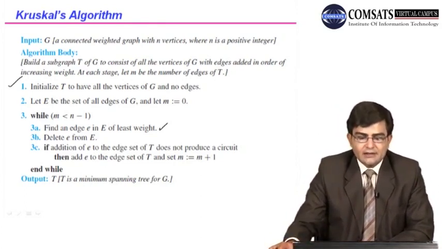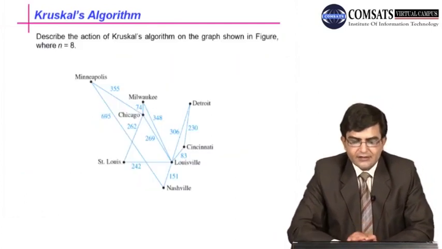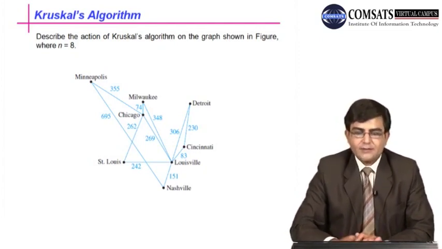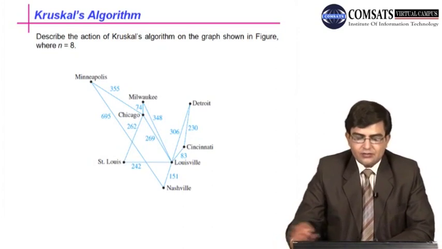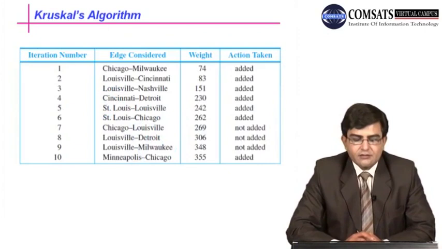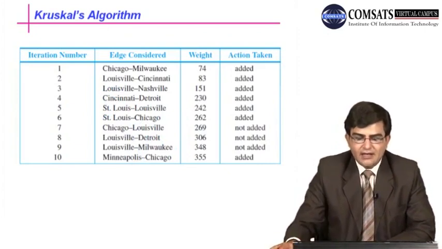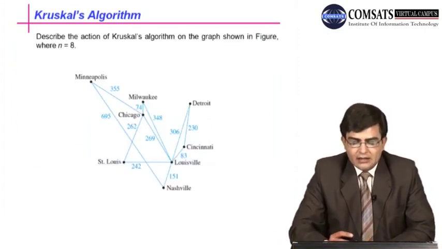Now let's apply this algorithm on the same graph which is given here, which is basically the same graph we used in the example where an airline company wants to expand their service to some other new cities. Now, what is the first iteration? Find the edge which has minimum weight.